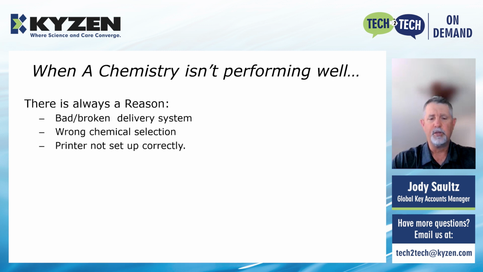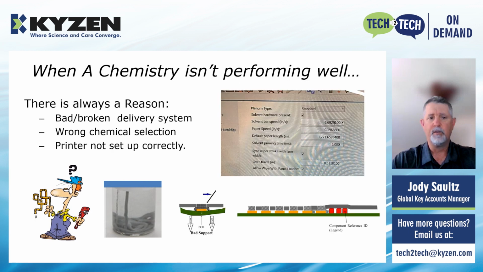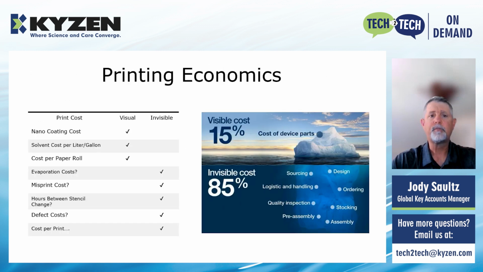Typically, when a chemistry isn't performing well, there's usually a reason. It either has a bad or broken delivery system, the wrong chemical selection, or the printer isn't set up correctly. You could have defective parts on the machines, such as blades, or it could even be the stencil. And you'll hear me talk about this most times: most of the reasons is because nobody changes the default settings, and it's just not performing like it should.